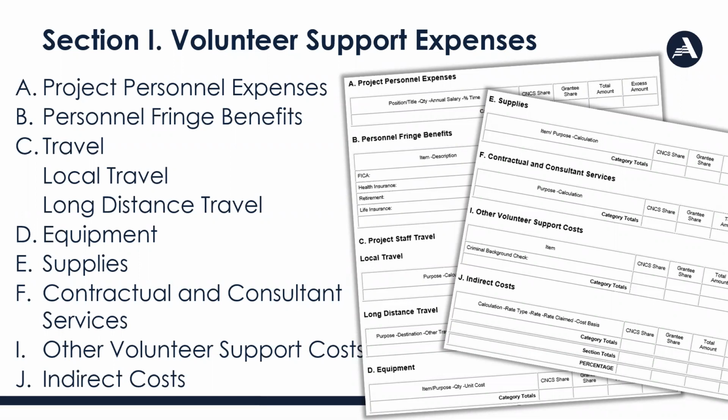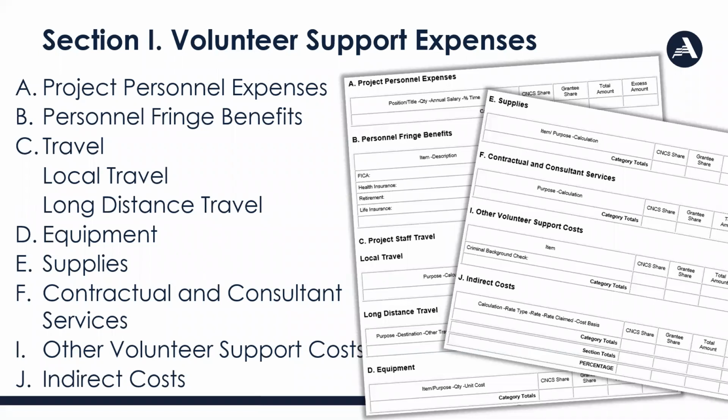Section 1D is the equipment section, and equipment is defined as tangible, non-expendable personal property having a useful life of more than 1 year and an acquisition cost of $5,000 or more per unit. If it's less, the expense goes into the supplies section, no matter what the threshold is that your organization uses to define equipment. And if you're budgeting equipment costs, you must show the unit cost and the number of units with the purpose of the equipment. Likewise, in the supply section, category 1E, you will show the type of supplies and their respective costs and individually list any single items costing $1,000 or more.